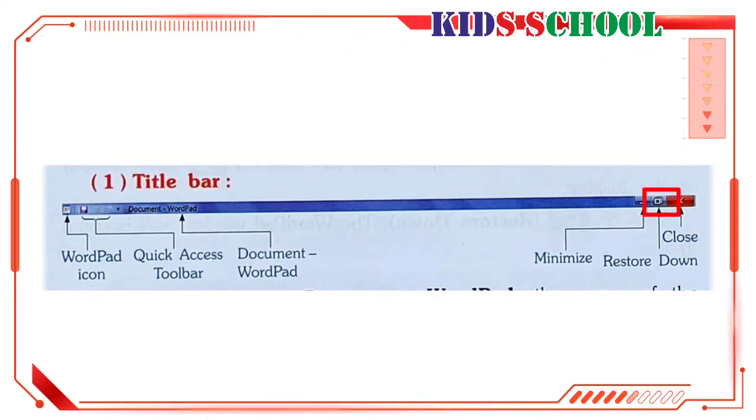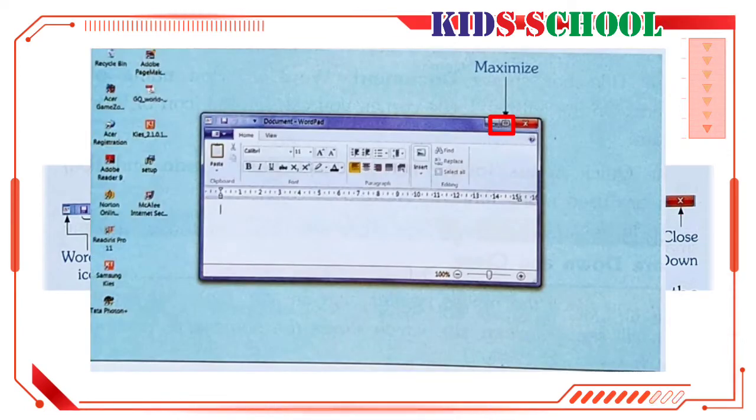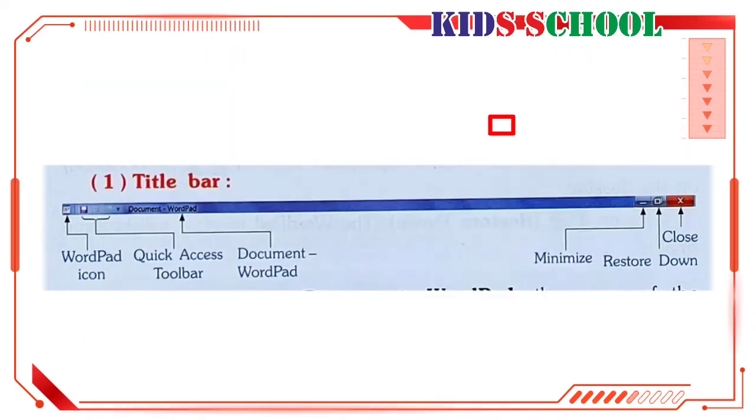Click on restore down. The WordPad window will become smaller. In the smaller window, this button changes to maximize. Click on this maximize button to see the window in its original size again. Now click on close to close the WordPad window.